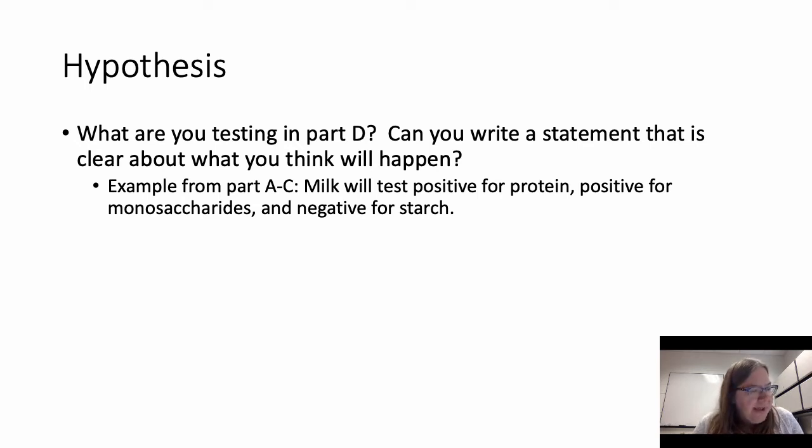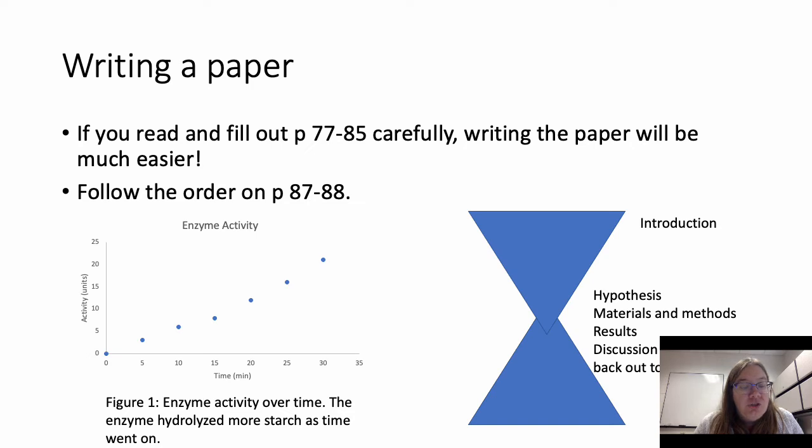Then on pages 84 to 85, you're going to analyze your results, think through if you should accept or reject your hypothesis, and then write a conclusion. You are going to write a paper based only on part D of this experiment. I highly recommend that you read and fill out pages 77 to 85 carefully, because that's going to help you write your paper. The order that things go in are on pages 87 to 88.